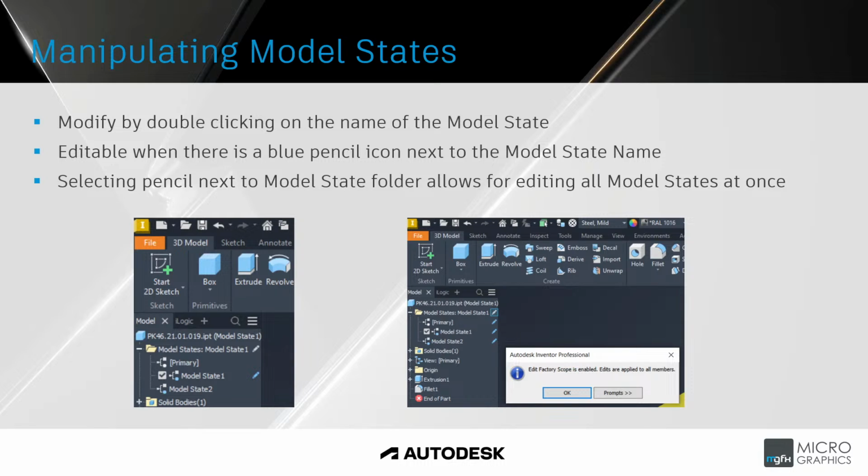Or what you can also do is you click on the little gray pencil right at the top next to the model states folder. You'll see that a blue pencil will then appear next to each model state. And then when you edit anything, it will edit every single iteration or every single model state that you've got over there.